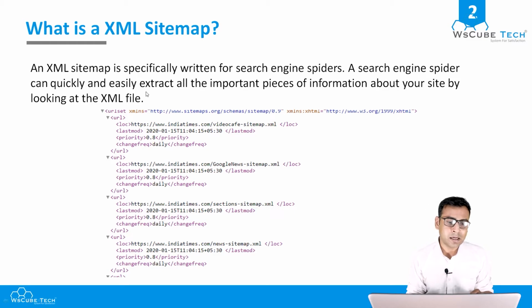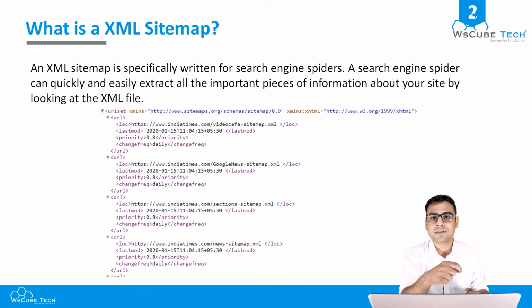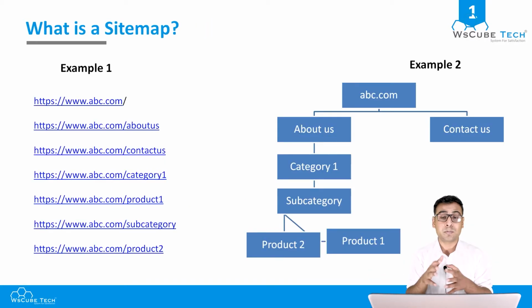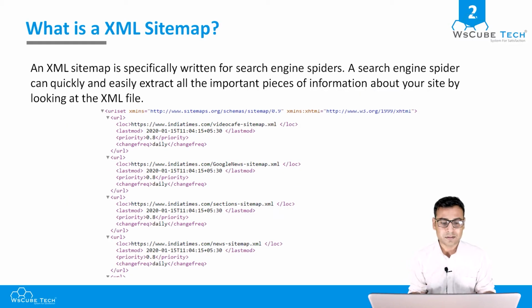A search engine spider can quickly and easily extract all the important pieces of information about a site by looking at the XML sitemap, or the XML file. So whenever a crawler comes to your website, what they do first is they look for the sitemap file. Once they find it, they understand that the website structure is very clear: which pages are linking to which pages, which pages are related to which pages, the connections between the pages, the hierarchy and depth of your website, the individual pages, interconnections and everything. So it becomes very clear from the sitemaps. The crawler first looks for the sitemaps, follows them, and according to the sitemaps comes to know a much better version of your website, right? This is about the XML sitemap.